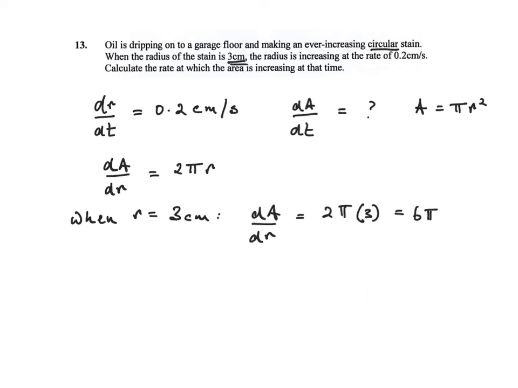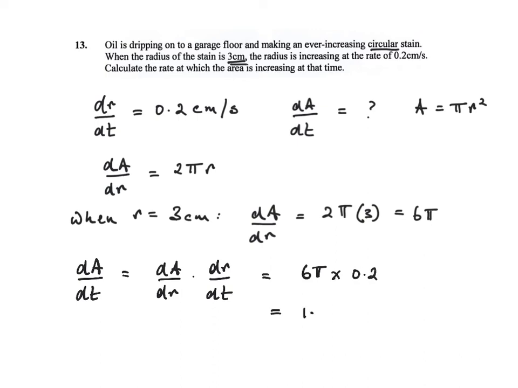So let's put these things together. dA by dt, which is what we're trying to find, equals dA by dr times dr by dt. dA by dr is 6 pi, dr by dt is 0.2, so we have 1.2 pi, and it's going to be centimetres squared per second.